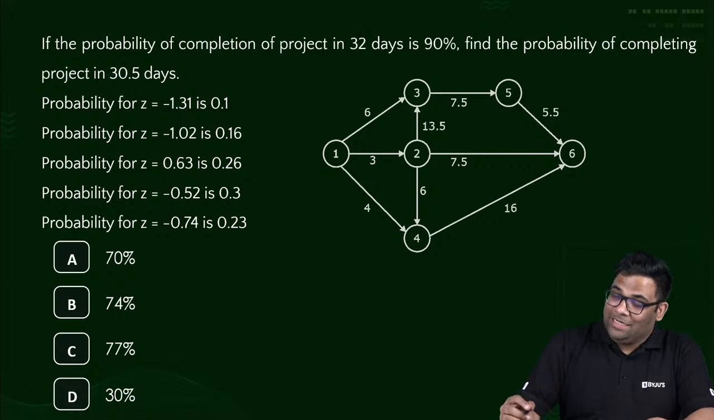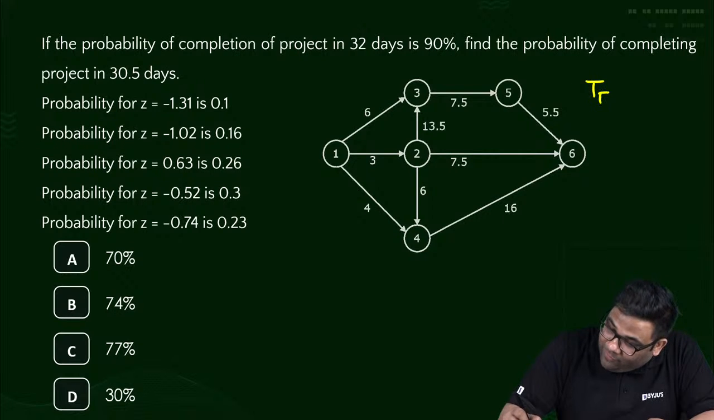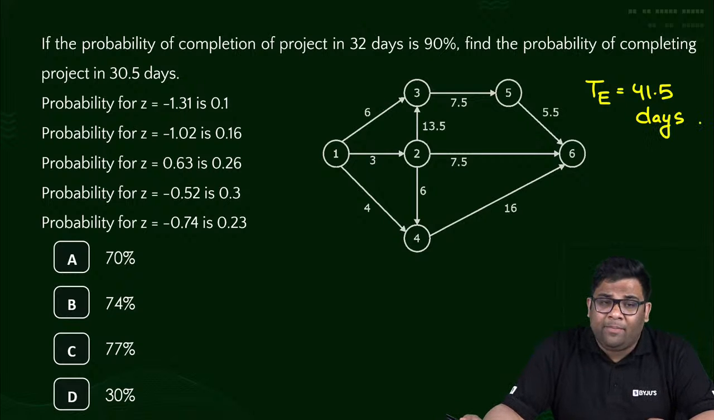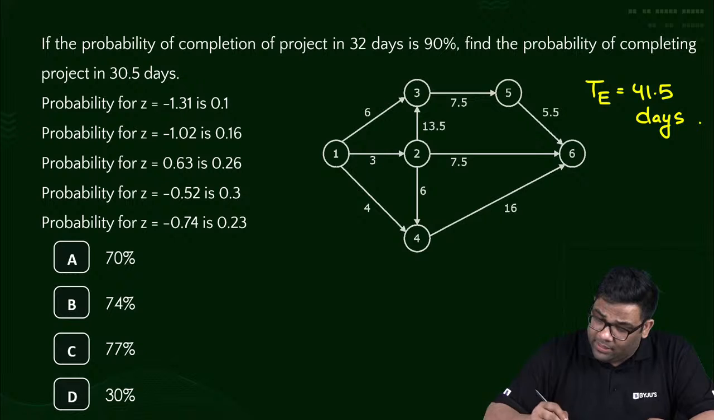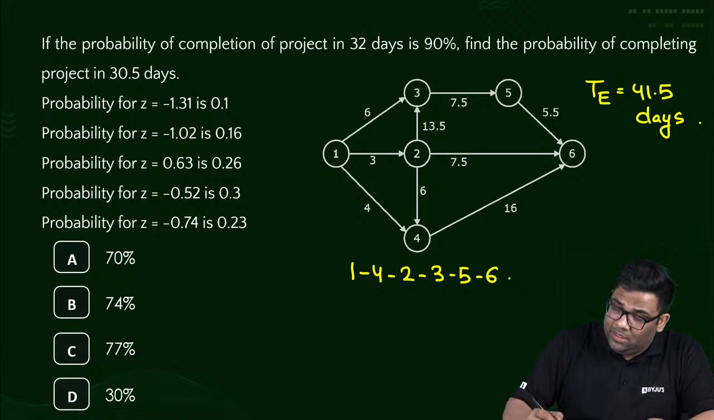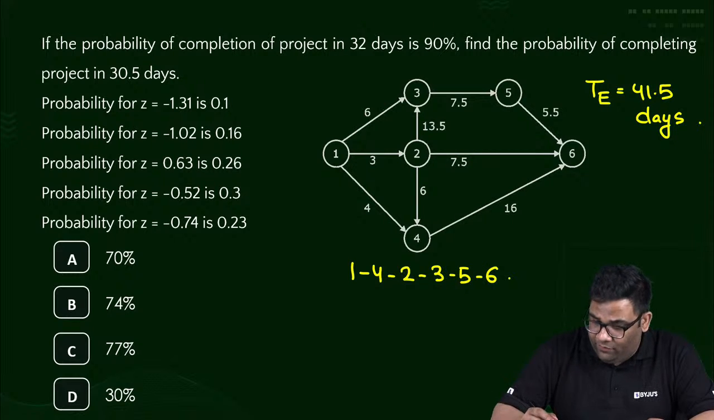Very good. See, first you will find out T from this. When you find T from this, how much do you get? 41.5 days, right? You will be finding the critical path. And the critical path is this one, right? I think 1, 4, 2, 3, 5, 6 is the critical path, right? 10, 23.5, 31. No, that is not the critical path.